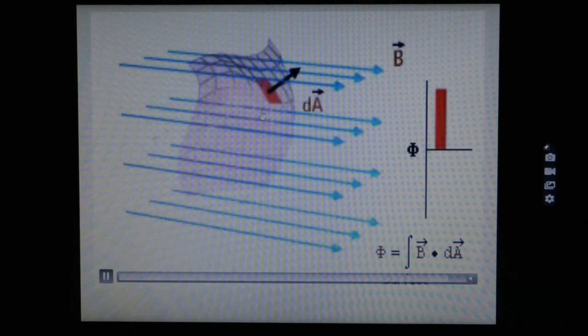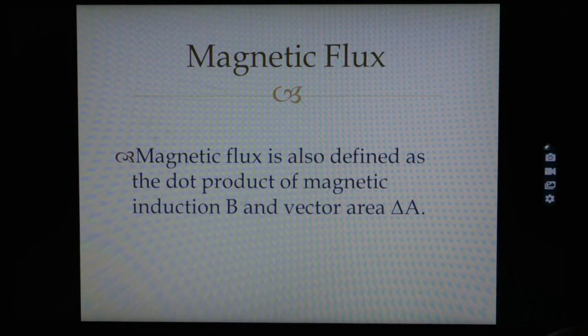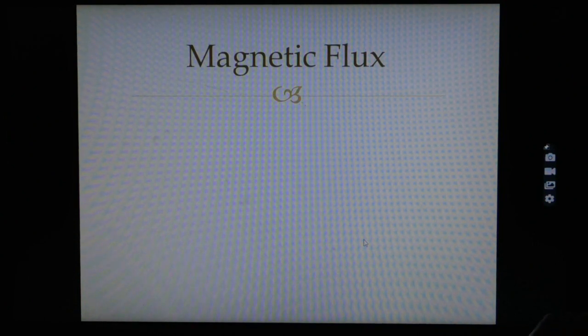Similarly, what happens when we divide the total surface into a number of small patches, each of it having area dA, then how do we define the total flux? The total flux phi is equal to the integral of B dot dA, where B is the magnetic induction and dA is the area of small patches of the whole surface. All right. Magnetic flux is also defined as the dot product of magnetic induction B and vector area delta A. So B dot delta A is giving you magnetic flux.